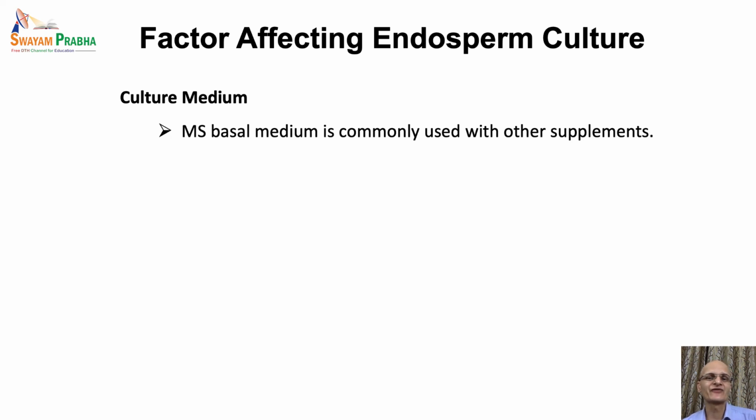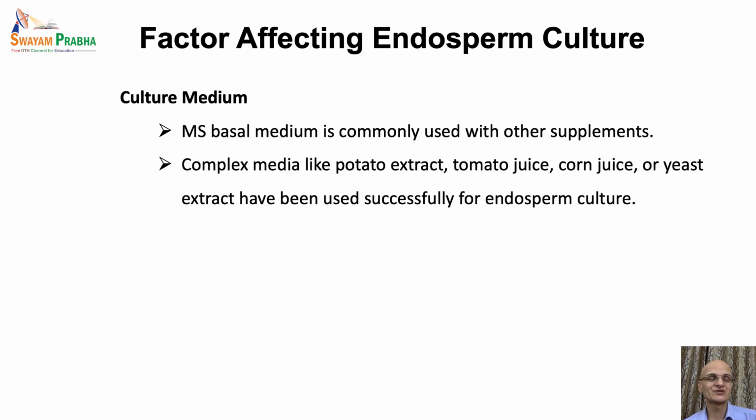Next is the impact of the culture media on the endosperm culture. Now, MS basal media is most commonly used for endosperm culture. However, it needs to be supplemented with other nutrients. As I talked about earlier, complex media have been successfully used as supplements with the MS media to culture endosperm. Some of the commonly used supplements or complex media include potato extract, tomato juice, corn juice, or yeast extract, etc.